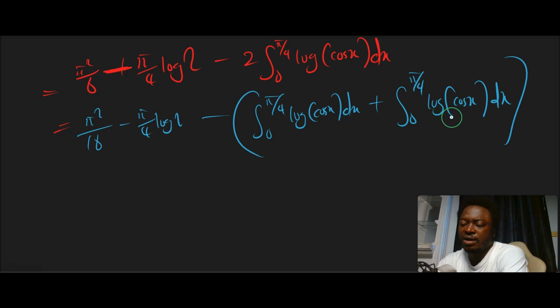Now for the second integral, observe that you could write cosine of x to be just sine of x divided by tan of x.